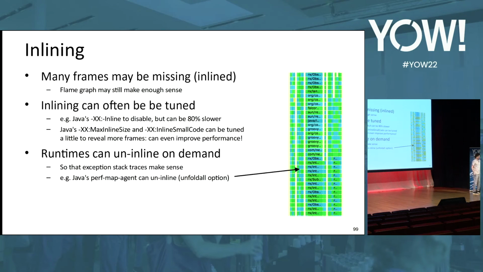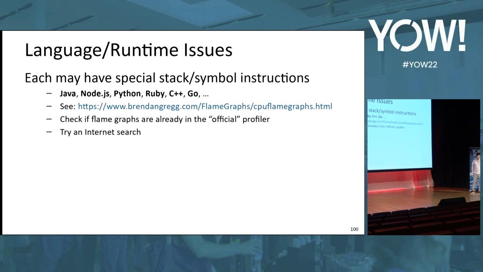Inlining I mentioned before. Inlining can be a problem, especially for differentials. I've talked a lot about Java, but every runtime can have its own special stack or symbol instructions that you need to look into. So whether it's Node.js or Python or Ruby, try an internet search and sort by date to find the latest.